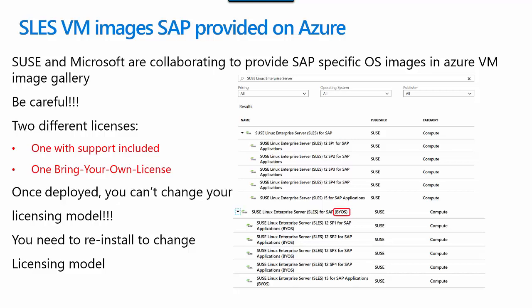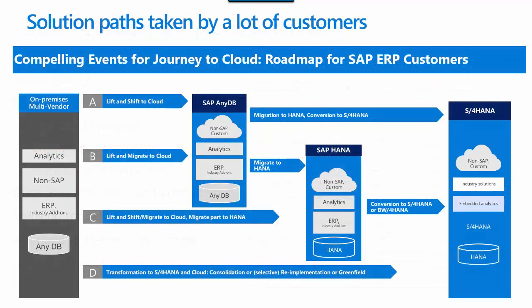Now, if you already have an existing arrangement with SUSE in terms of licensing as well as support, you should select the images in the BYOS group. The reason I want to stress that for you is because once you deploy with one type of OS, you cannot convert without redeploying the whole VM over. All right, so be careful of that.